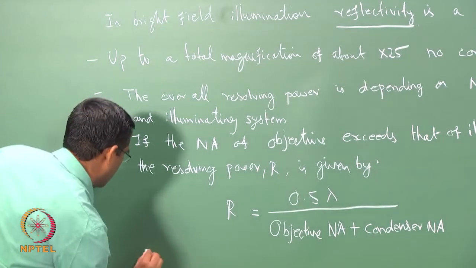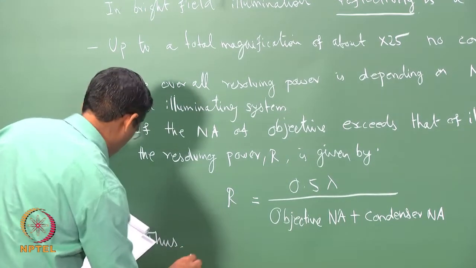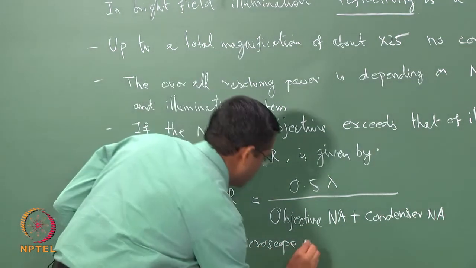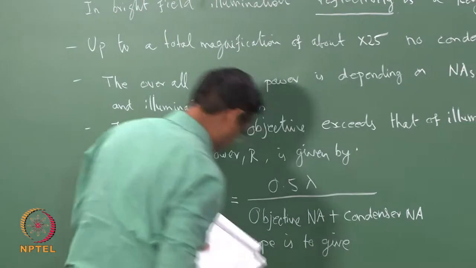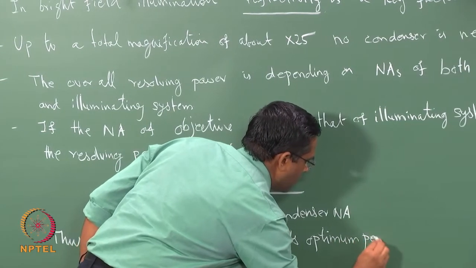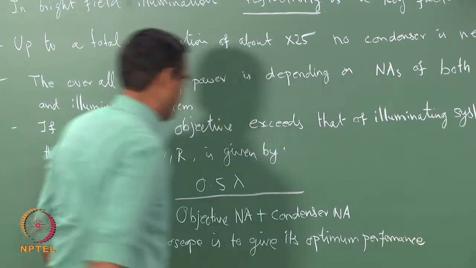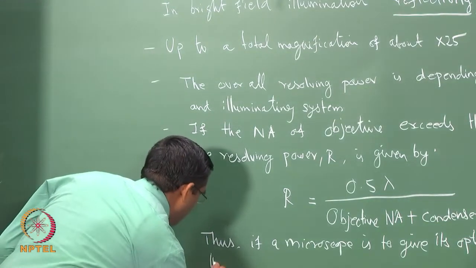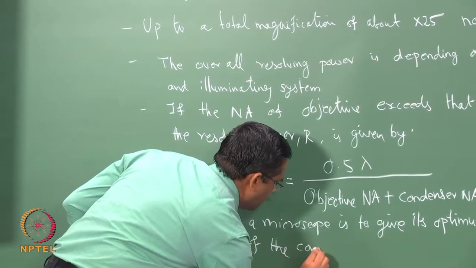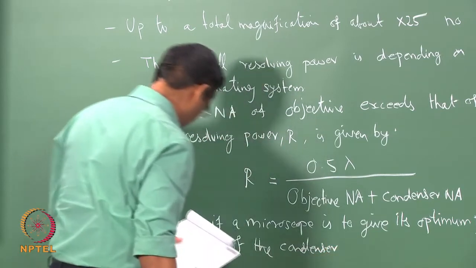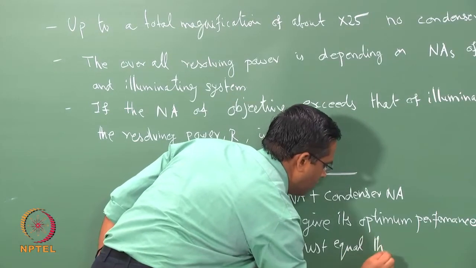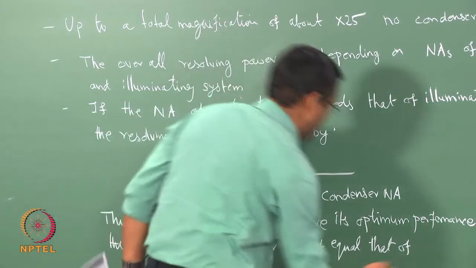So this clearly tells that if your microscope is to give its optimum performance, the numerical aperture of the condenser must equal that of the objective.